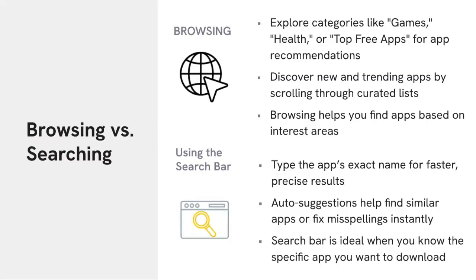And using the search bar. Type the app's exact name for faster, precise results. Auto suggestions help find similar apps or fix misspellings instantly. And the search bar is ideal when you know the specific app you want to download.